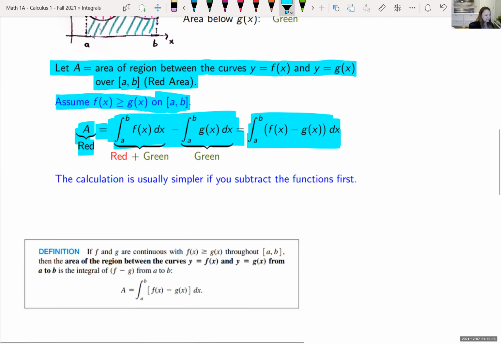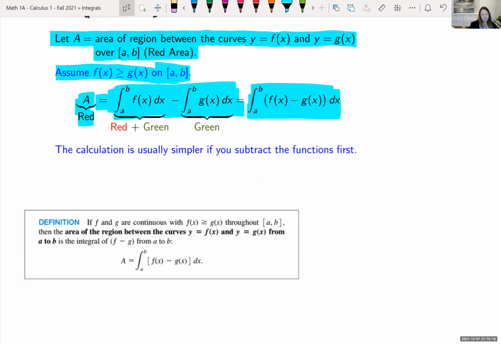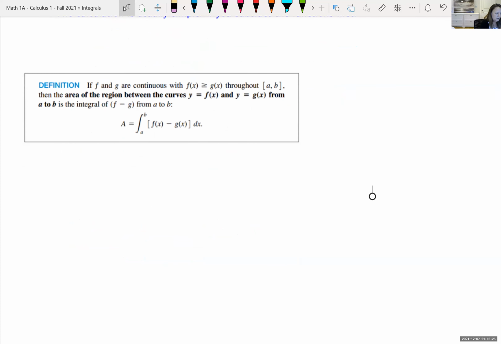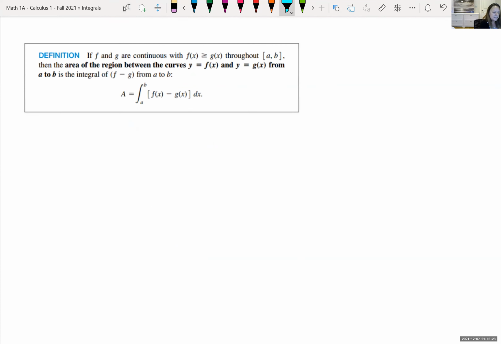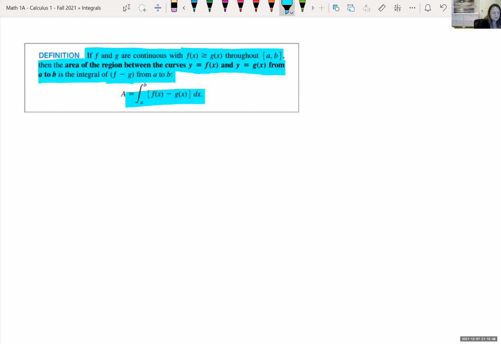Okay, so what I just said is the same thing right here. This is just taken out of your book and it's a little more concise mathematically. It says if f and g are continuous functions, and f of x is greater than or equal to g of x throughout the interval [a, b], then the area of the region between the curves y equals f of x and y equals g of x from a to b is the integral of f minus g from a to b. And this notation is written below on how to say that. Okay, so let's look at some examples.